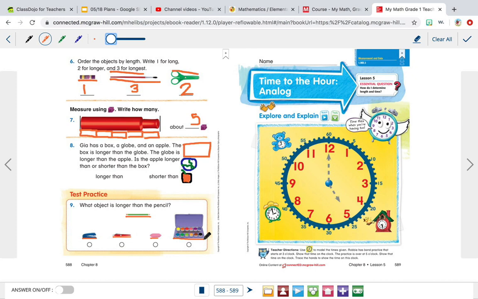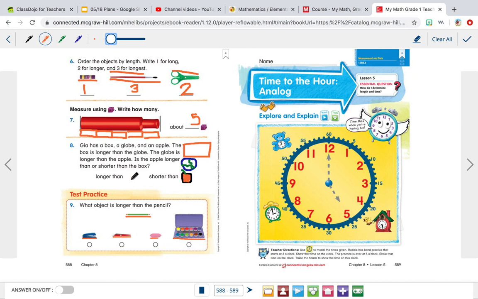Now, there's only going to be one answer here. You're not going to say, oh, it's the pen and the eraser. No. We're asking for the one object that is longer than the pencil. So you're going to pick which one is longer than the pencil. There's only going to be one answer, my friends.